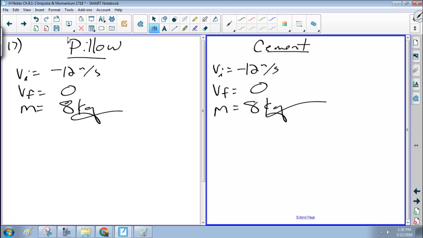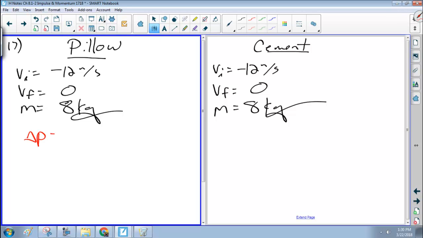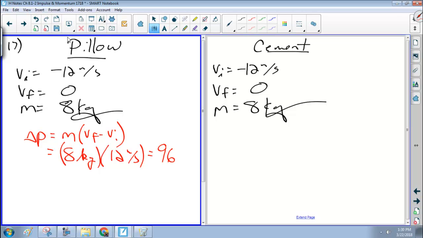Because of this, remember, change in momentum is mass times Vf minus Vi. Our velocity is changing, which means our momentum is changing. So we're going to get 8 kilograms times, let's see, 0 minus negative 12 gives us 12. So you get 96 kilogram meters per second. That's true for the one landing on the pillow. That is the change in momentum, also known as impulse.